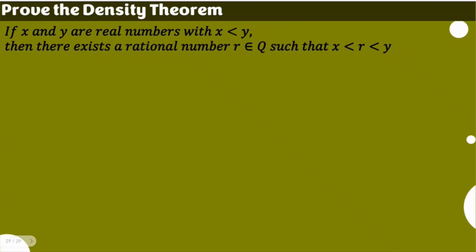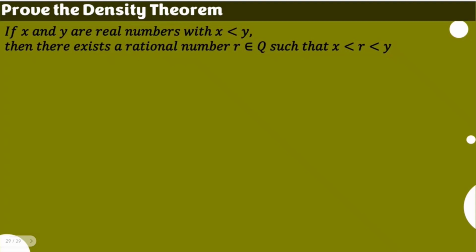This is a theorem that talks about the density of rational numbers in the set of real numbers. It's because it states here that for two real numbers, we can look for a rational number in between them. This is the density theorem. It states that if x and y are real numbers with x being less than y, then there exists a rational number r, an element of Q, such that r is greater than x but less than y.